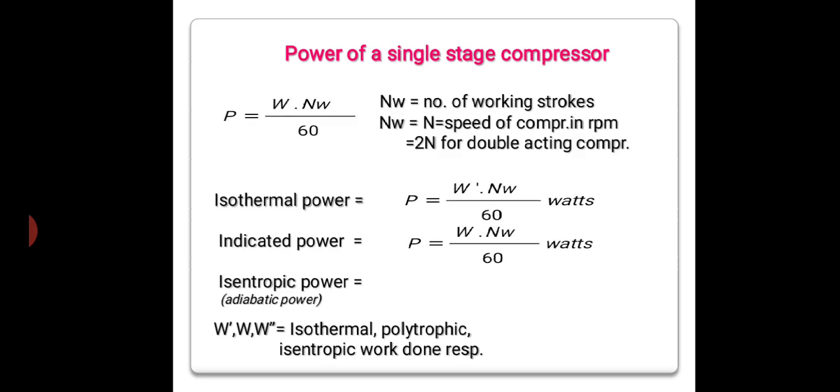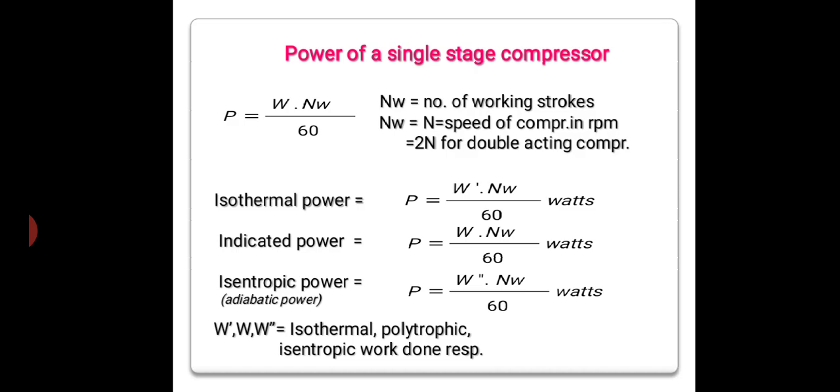Now we are going to discuss the power formulas. Power of a single stage compressor. So we know that P is equal to W into NW upon 60. NW is the number of working strokes, and NW for single acting is equal to N, the speed of the compressor. When it is double acting, NW is equal to twice N. So isothermal power we got P is equal to W into NW upon 60 watts. So from this formula we got the isothermal power.